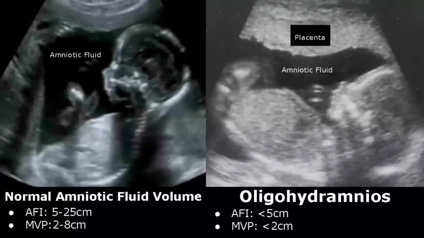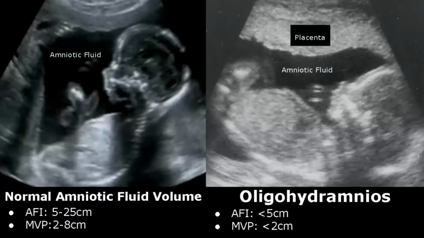Hello everyone, this is Dr. Sam and this video is about amniotic fluid volume ultrasound. Amniotic fluid volume assessment is part of the fetal biophysical profile. It is evaluated around 28 weeks of gestation. Fluid volume can be assessed using amniotic fluid index or maximum vertical pocket method.